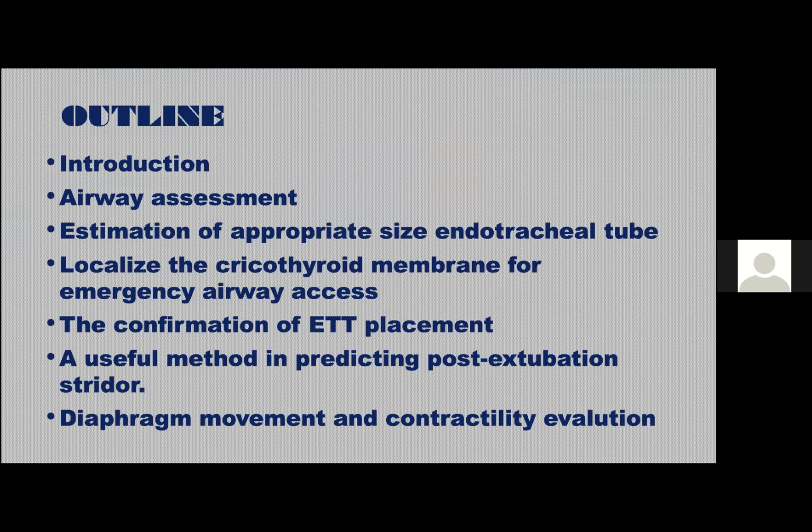My presentation will cover an introduction, how to use ultrasound in the difficult airway, and how to utilize this machine in airway assessment. We'll try to go through how to make a good estimation of the appropriate size for the endotracheal tube, how to localize the cricothyroid membrane for emergency airway access, and how to confirm the ET tube placement. You will also learn a useful method for detecting post-extubation stridor, especially for patients in the BICU. The last part of my presentation will cover diaphragmatic movement and contractility evaluation by ultrasound.